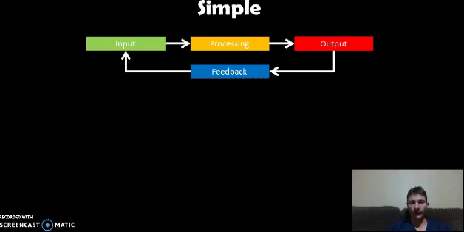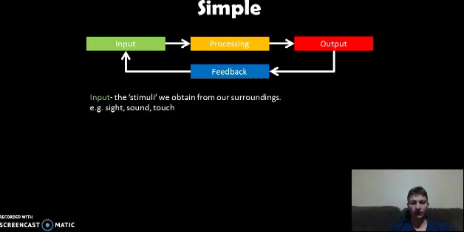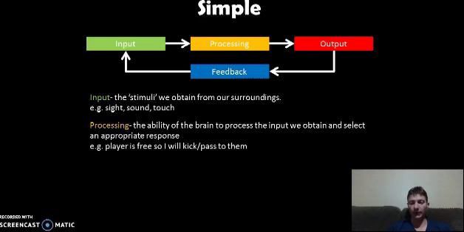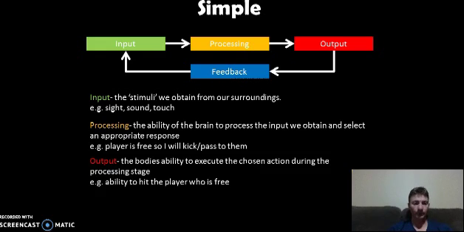You have your input, your processing, output, and feedback. So input is the stimuli we attain from our surroundings. So everything that we get in from our surroundings during a game. So sight, sound, touch, everything like that. Our processing stage is the ability of the brain to process the input we obtain and select an appropriate response. So you get the information in, the brain processes that information and chooses what it wants to do with it. So for example, a player's free, so they'll choose to kick or pass to them.